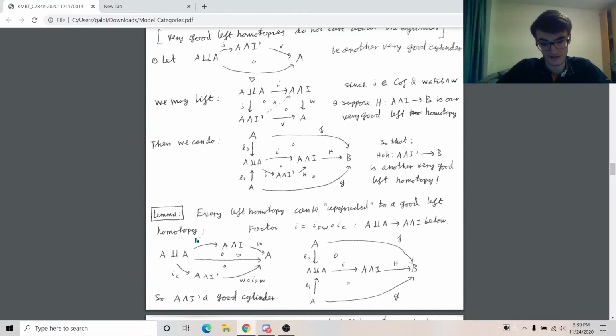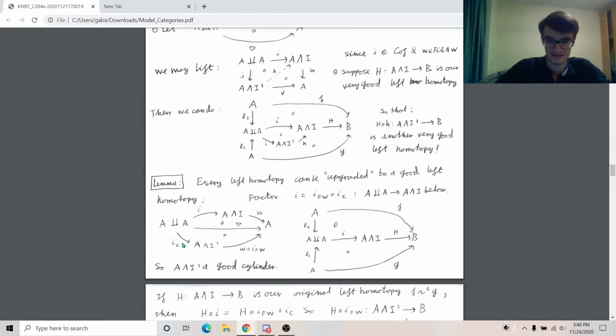So if you look at the top of this first diagram, we have a cylinder A wedge I. Then we can factor I as a cofibration and a fibration weak equivalence. So IC and IFW. And we get a good cylinder on the bottom. It's a good cylinder because composition of W is in W, and this is a cofibration. So this is a good cylinder.